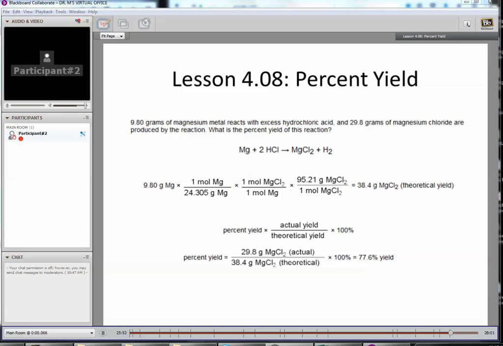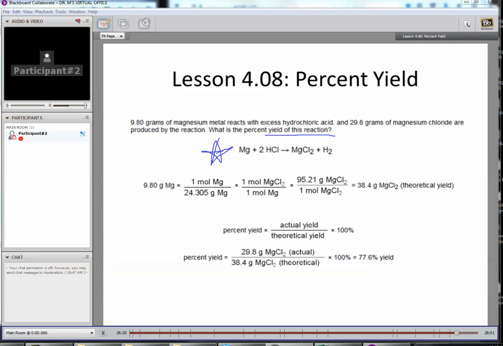All right. So we have 9.8 grams of magnesium metal reacting with excess hydrochloric acid and 29.8 grams of magnesium chloride produced by the reaction. And it's asking us what the percent yield would be. So this is very similar to what you did in your lab. Again, check, make sure that your equation is indeed balanced. That's step number one.